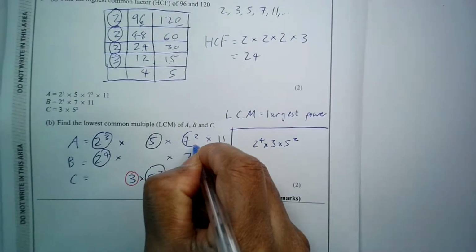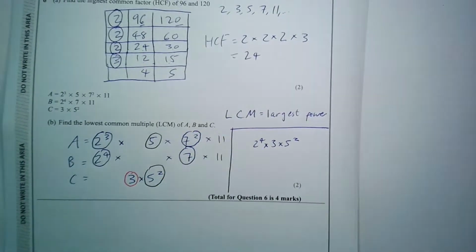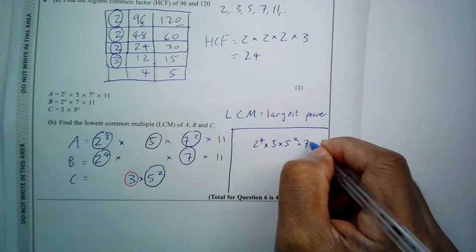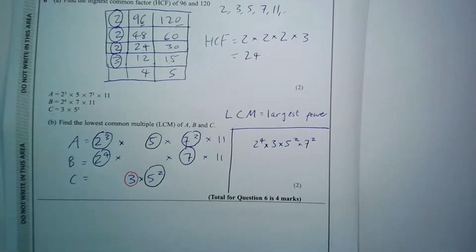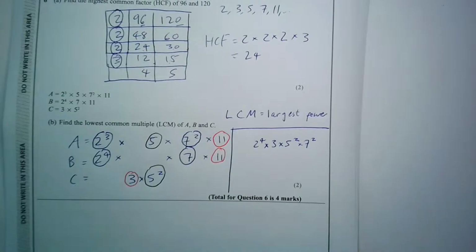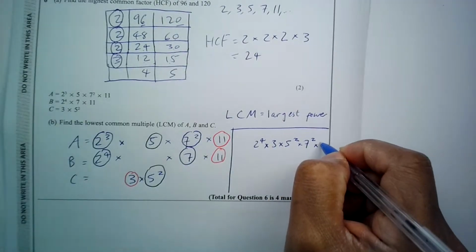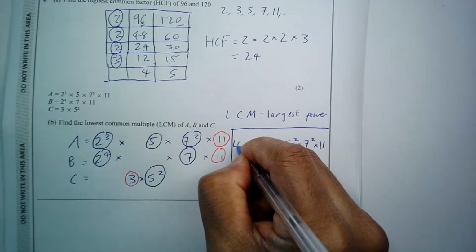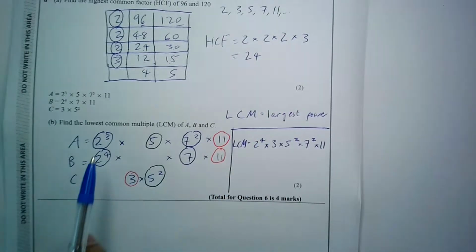Then I've got 7 squared and 7. Which one has the largest power? It's 7 squared. And then I've got here 11. They are both 11, so it doesn't really matter. I can just use 11. And that is my LCM. So I just picked the largest power.